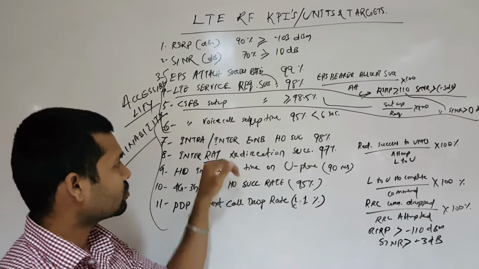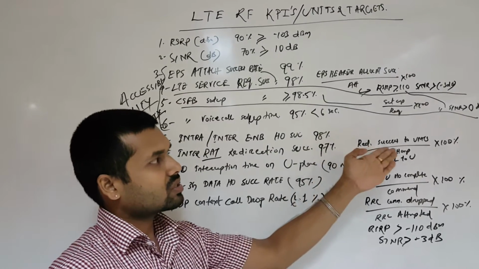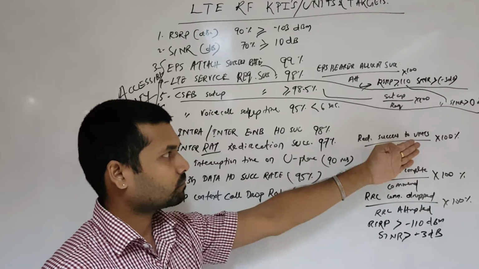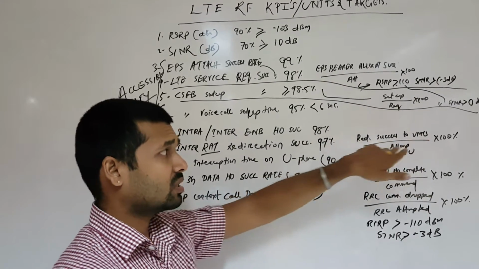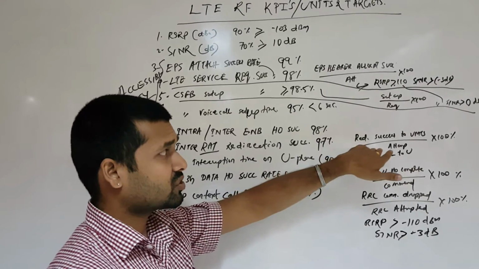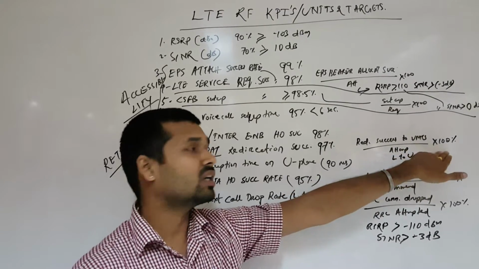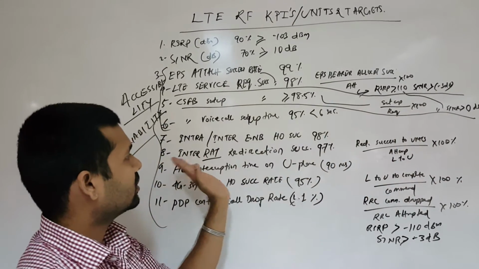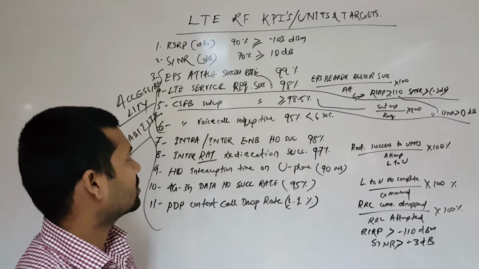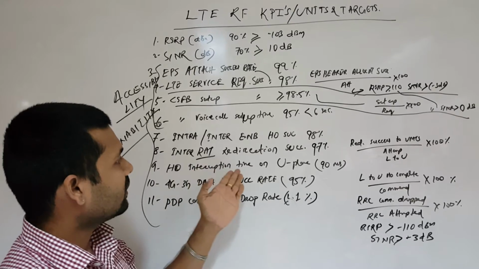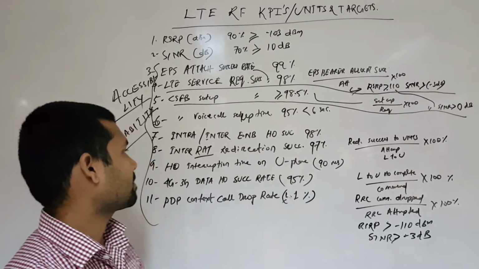Then the eighth one is inter-RAT redirection success ratio, meaning when we redirect the call from LTE to UMTS or to 2G. Basically we have taken UMTS as a reference. Redirection success to UMTS is the number of successes divided by redirection attempts from LTE to UMTS into 100%. The inter-RAT handover success should be greater than 97%. Then handover interruption time on user plane should be less than 90 milliseconds.